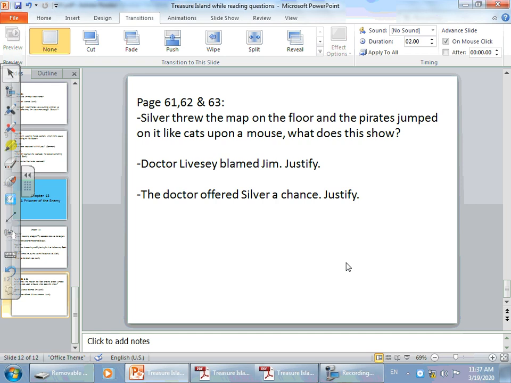Dr. Livesey blamed Jim. Justify, say why, say the reason. And at last, the doctor offered Silver a chance. What was this chance and why did he offer him the chance? Now, these are the main points of the chapter that, when you focus, you can understand the chapter very well. Let's go and read the chapter together.